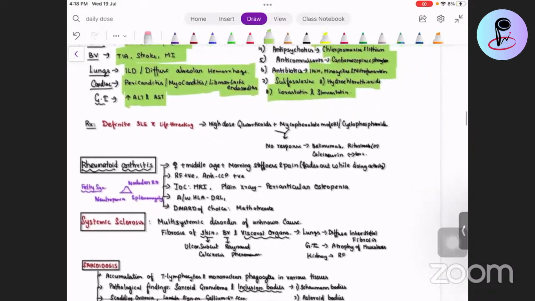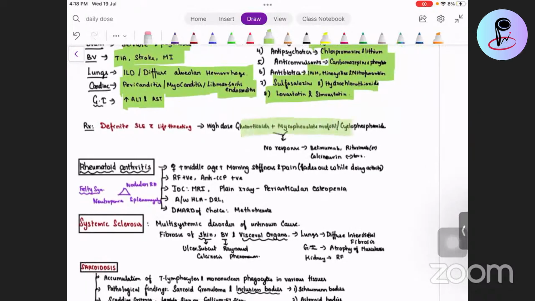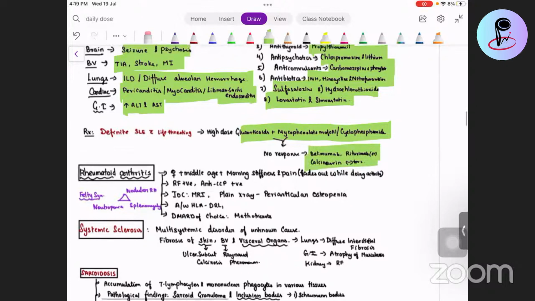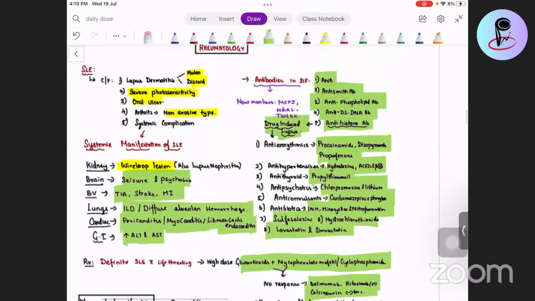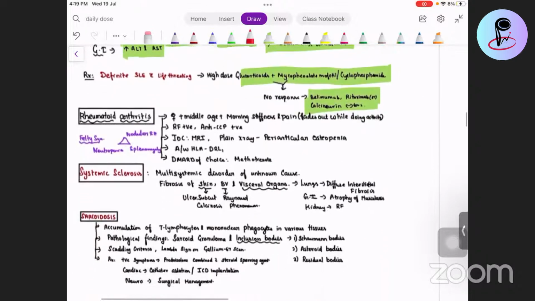Treatment: high dose glucocorticoid along with mycophenolate mofetil or cyclophosphamide. If there is no response, then you can give monoclonal antibodies like belimumab or rituximab, or calcineurin inhibitors for SLE. So SLE is one of the topics of interest where you may expect at least one question, people.